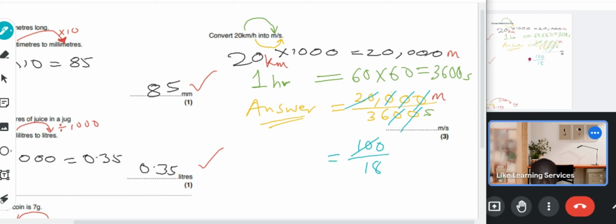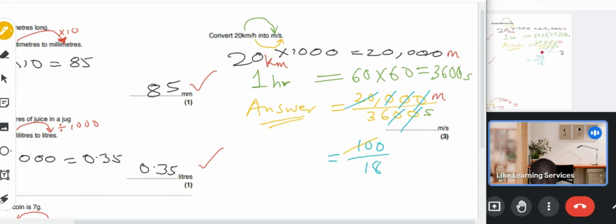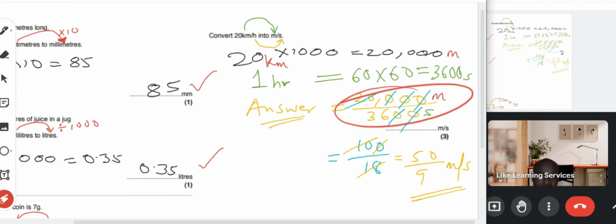2 into here, sorry, let me use a different color. 2 into here is 5, into here is 0, and 2 into here is 9. So the answer will be 50 over 9 meters per second. Did you understand what I did? Just reducing it to the lowest term. I hope that's clear. Beautiful.